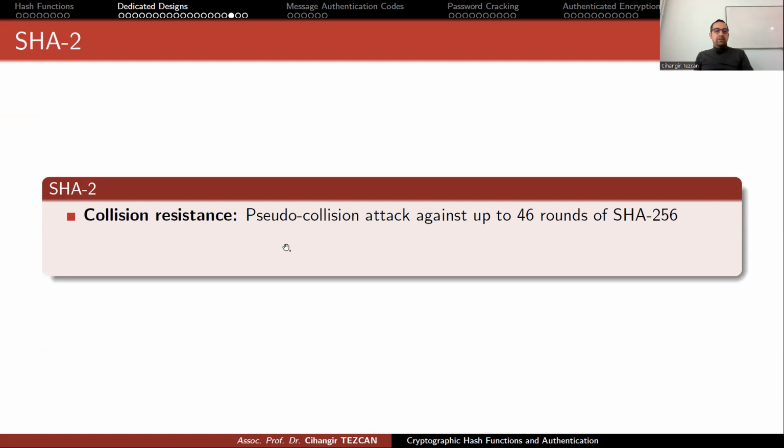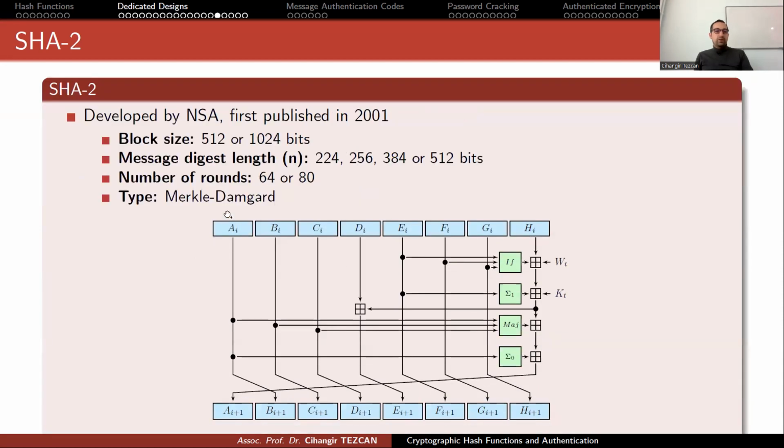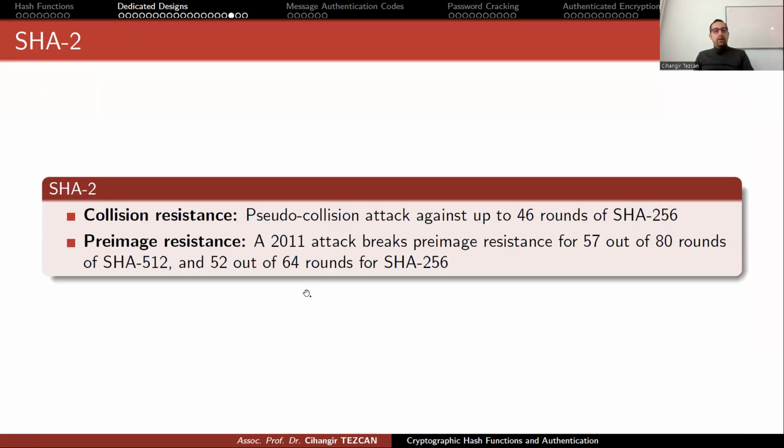So even for collision resistance, we cannot find full collisions, but pseudo-collisions to 46 rounds of SHA256, which is actually 64 rounds. Okay. And for preimage resistance, a 2^11 attack breaks preimage resistance for 57 out of 80 rounds of SHA512. Of course, by breaks, it's again theoretical. It's just better than the brute force attack. And you can also break 52 out of 64 rounds of SHA256. So SHA2 is not broken.